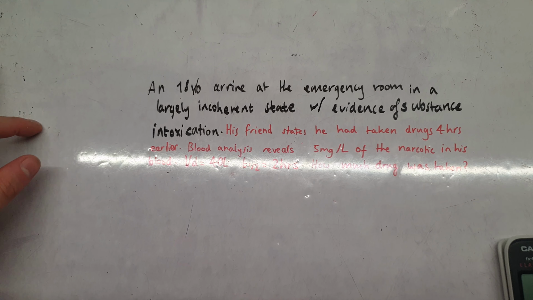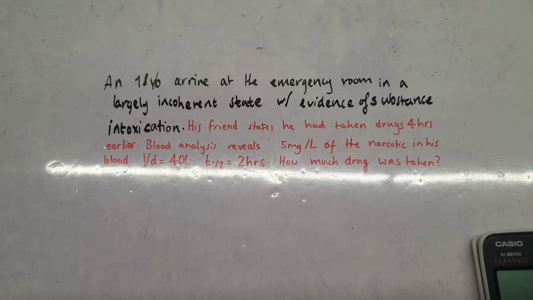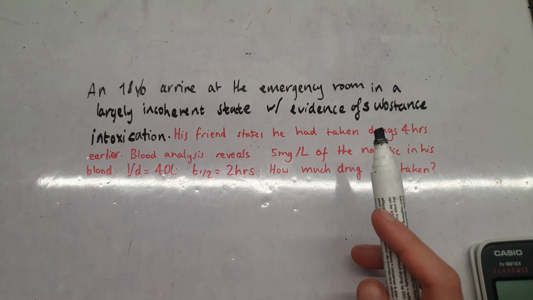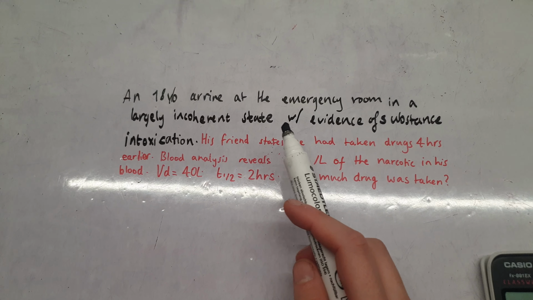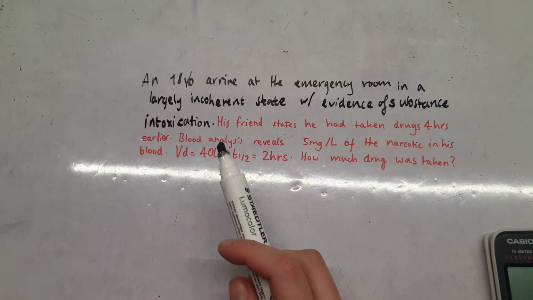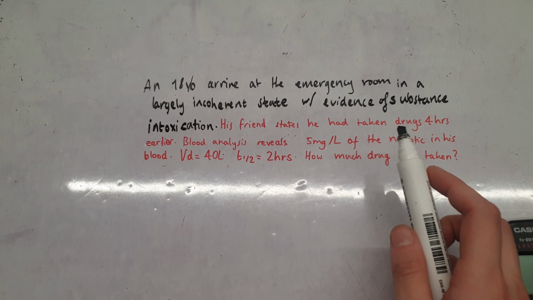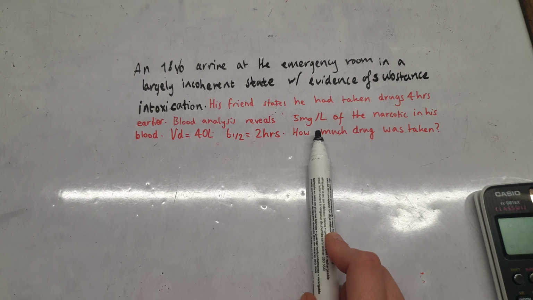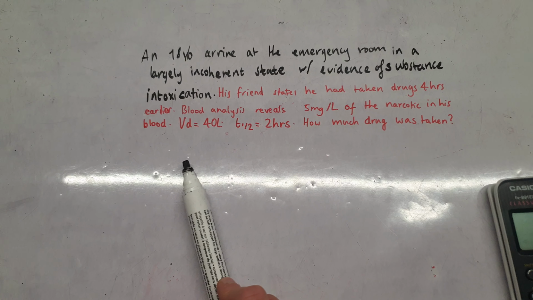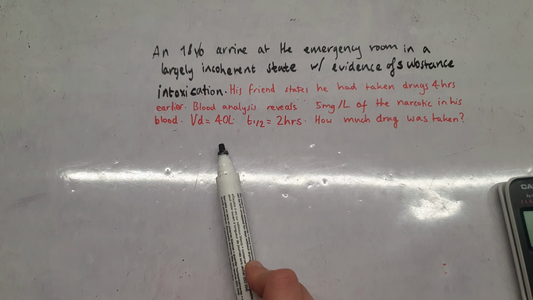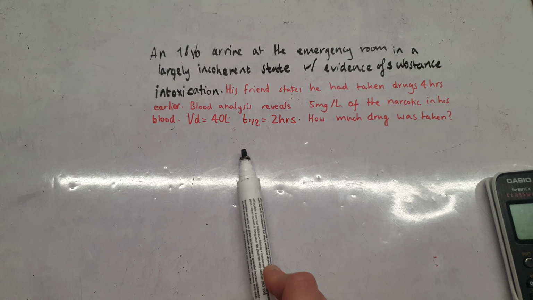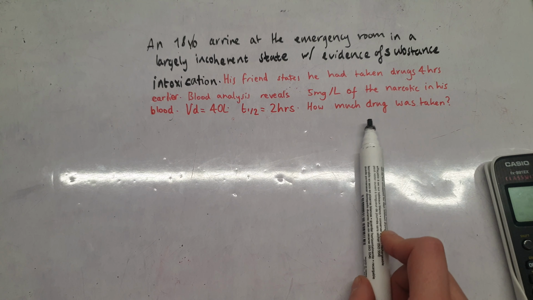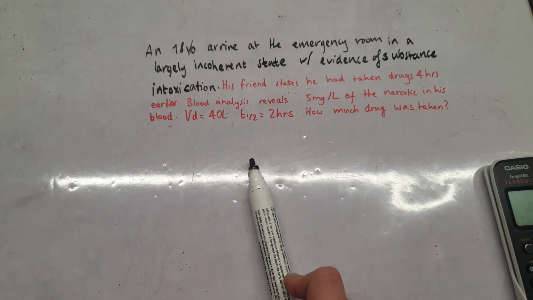Question that Dr. Piper set for us. It states, an 18-year-old arrives at the emergency room in a largely incoherent state with evidence of substance intoxication. His friend states he had taken drugs 4 hours earlier, and blood analysis reveals 5 milligrams per litre of the narcotic in his blood. And we're told to assume that the volume of distribution is 40 litres and the half-life of that particular drug is 2 hours. How much drug did this guy take?